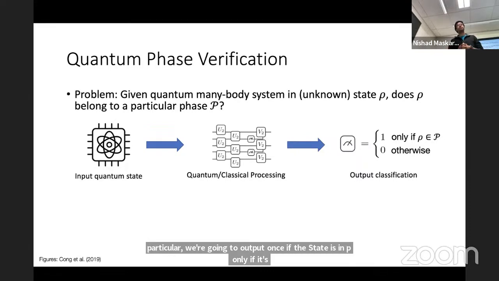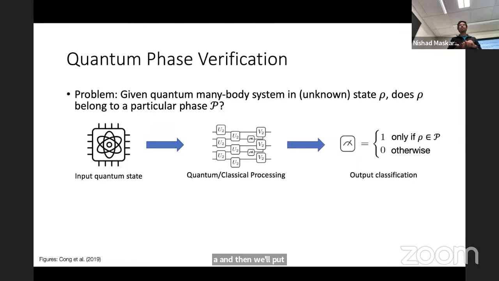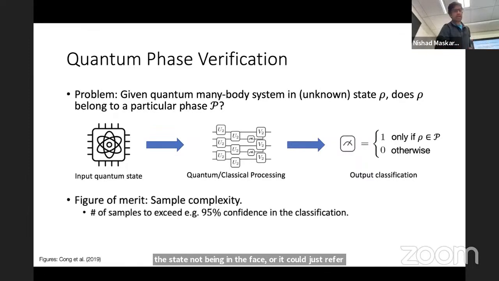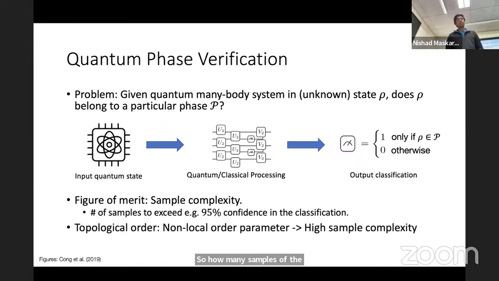So 0 could refer to the state not being in the phase, or it could just refer to our uncertainty in the classification. And the key figure of merit is the sample complexity. So how many samples of the state do you actually need in order to perform this classification with high accuracy? And also, one of the really interesting features of topological order, which makes this problem very challenging, is that topological order is characterized by non-local order parameters, these generalized Gauss laws. And because they're very large, they actually decay very fast, as we'll see, and this results in very high sample complexity.